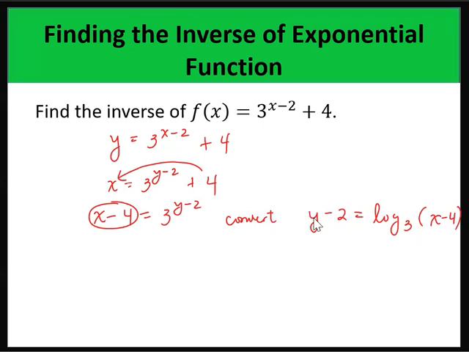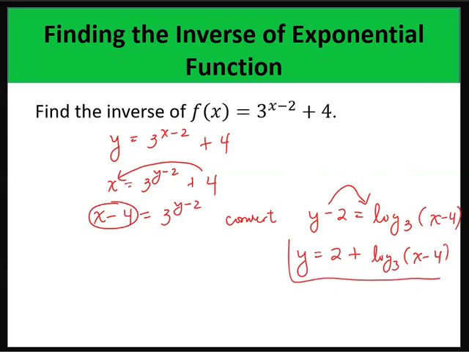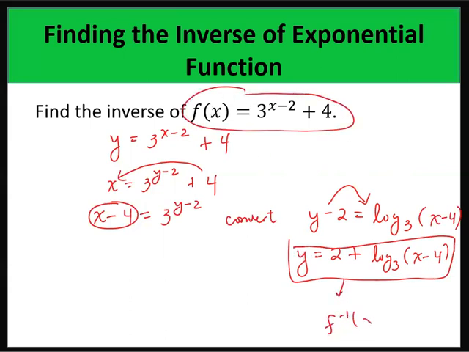So this is the inverse, but we need to transpose the negative 2 to the right side. So we write it as y is equal to 2 plus the logarithm of x minus 4 to the base 3. So this is the inverse of this function. So this is our f inverse of x.